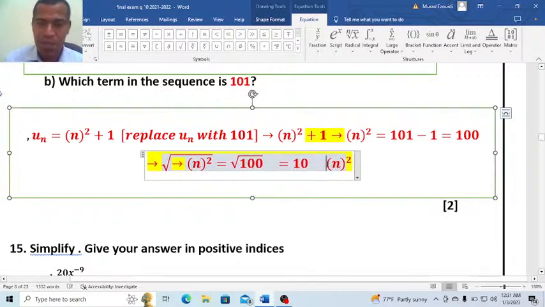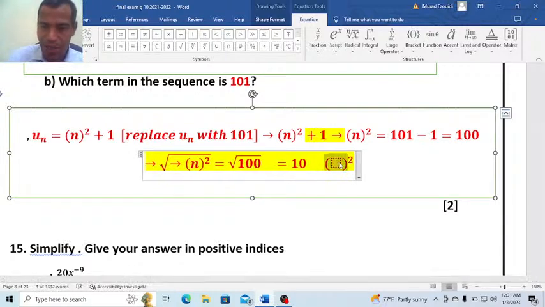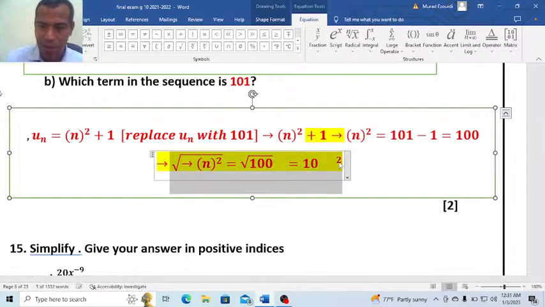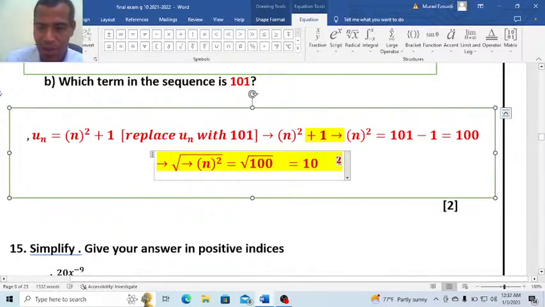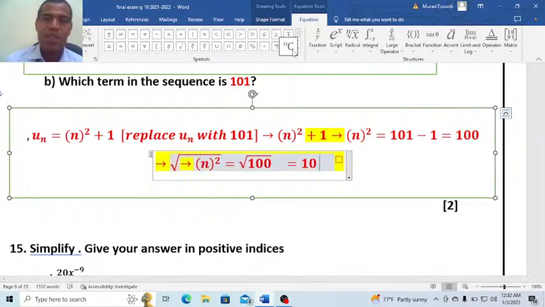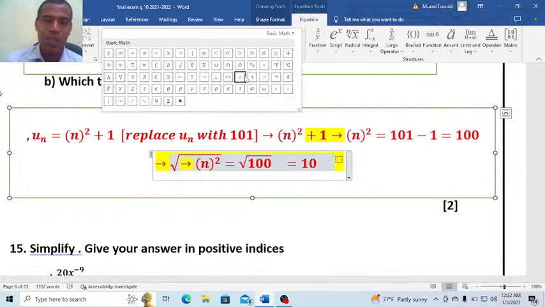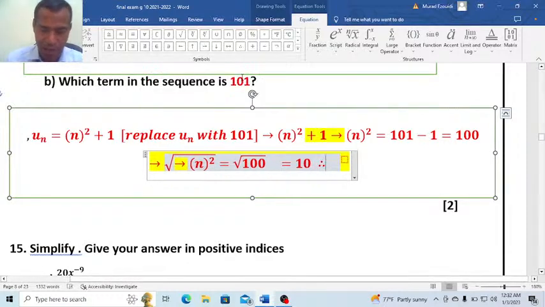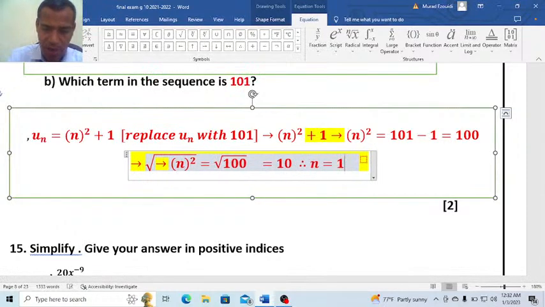No need to see this one, n squared. I will cancel from here. Okay, then I will cancel. 2, I can cancel it. So therefore I can just write here n is equal to 10. If you want to check, therefore n is equal to 10.